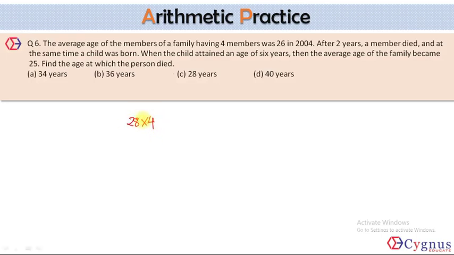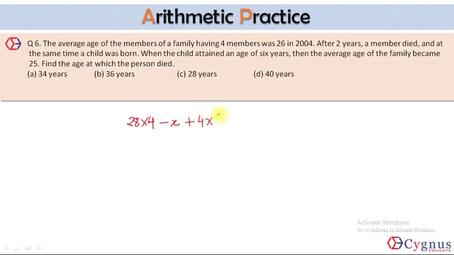So I should multiply it by 4. But one member died, so maybe he was X years old at that time. So I'll subtract X. So this was the total age of those 3 members. And at the same time, a child was born. When the child attained an age of 6 years, that means now I'll have to add 6 years for the remaining 4 members, 3 old and 1 new.